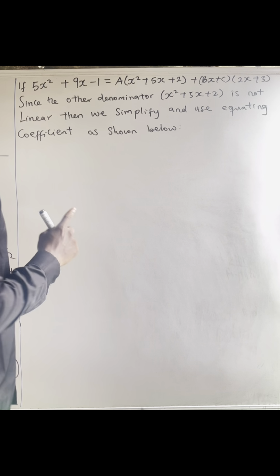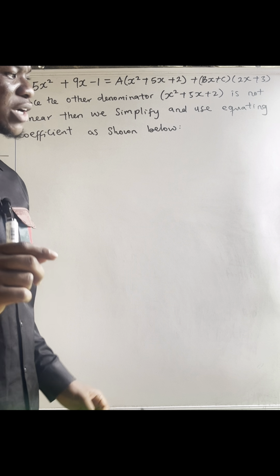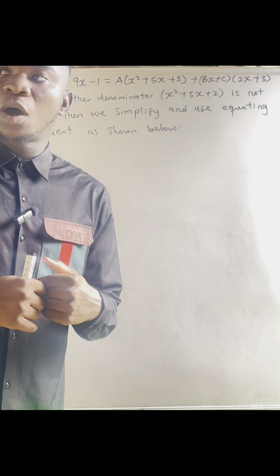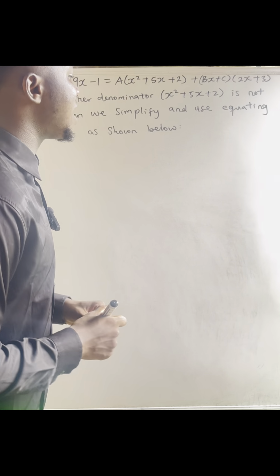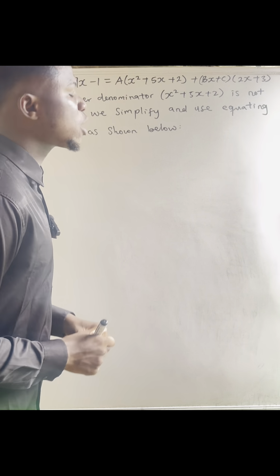So that's that, guys. But you have to understand something, because some people might not be able to differentiate what we mean by linear and non-linear equation. You see, equation of 1 degree is what we mean by linear equation. While equation of 2 degree, 3 degree are non-linear equations.